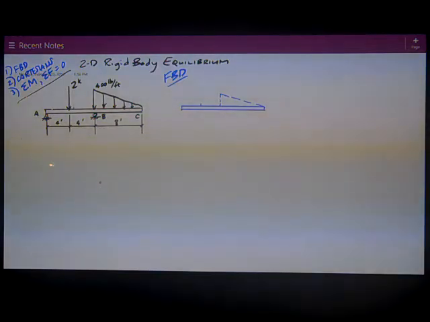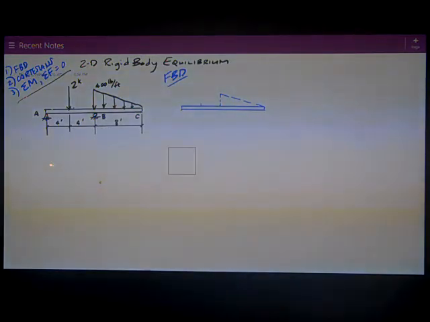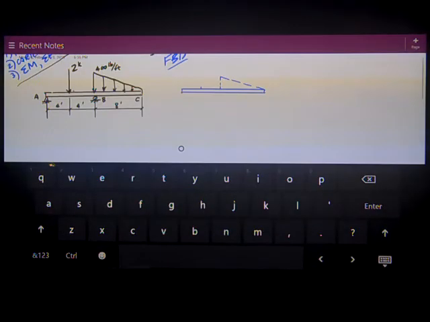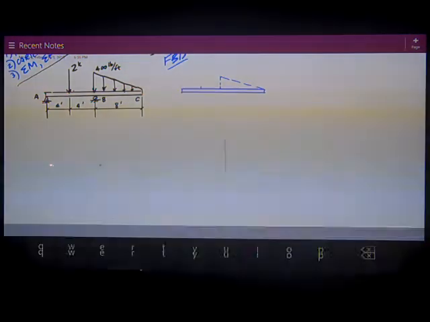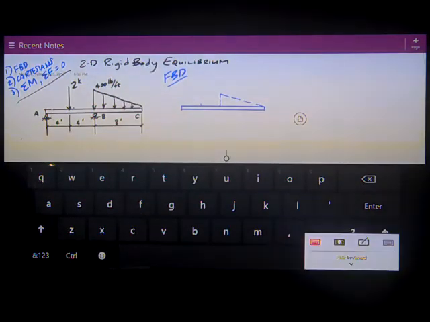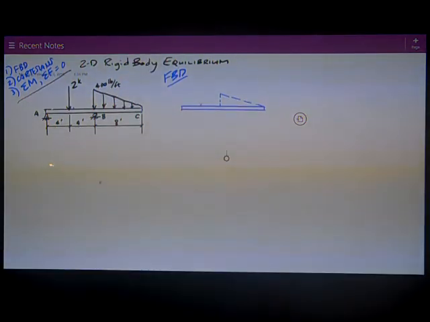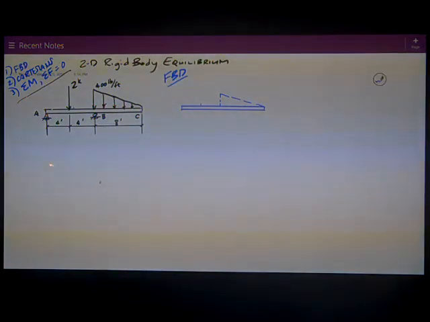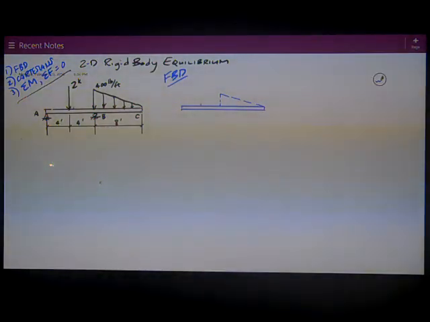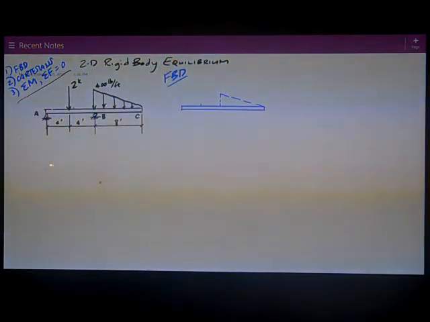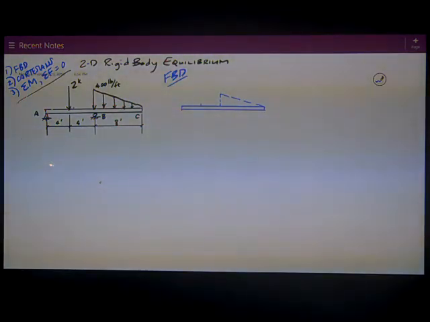So here I have a beam spanning from A to B and then extending out to point C, which is just kind of hanging out there in space. Point A is a pin on the left, and point B in the middle has a roller. And as I say, point C is just hanging out in space. I have two kips equidistant between A and B, and a triangular distributed load between B and C, starting off at 400 pounds per foot at B and decreasing to 0 at C.